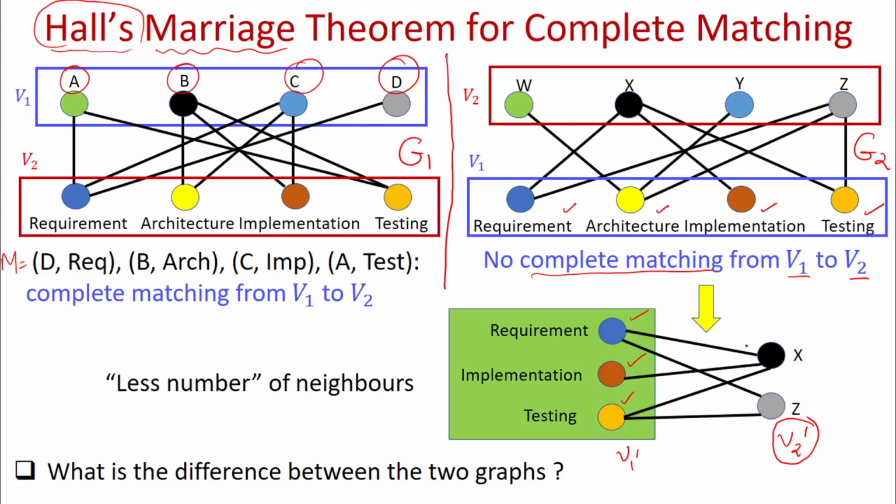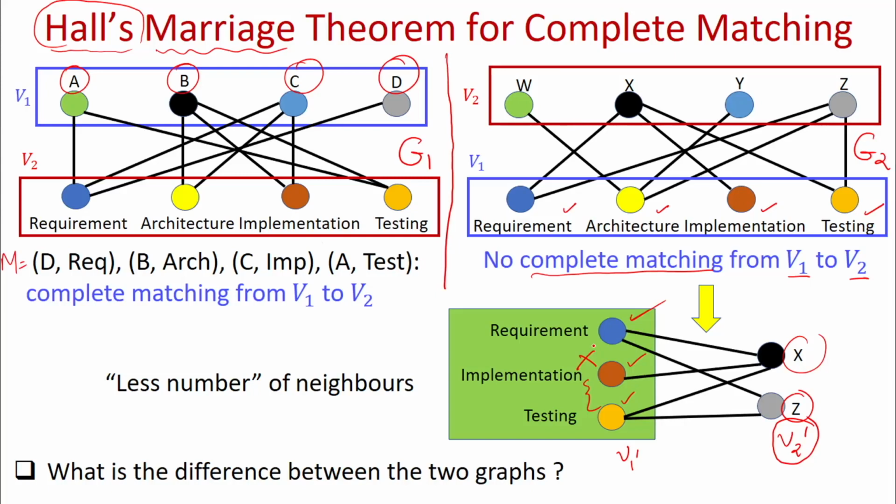That's not possible, because if at all requirement is to be taken care of, it can be taken care of only by either the employee X or by the employee Z. Once you assign it to employee X, say for example, then you can't assign employee X any other job. So you will now be left with two more modules to be taken care of, but you have only one employee left. How can that be possible? You will only be able to assign testing to employee Z, and now the module implementation will go unattended. So that's the source of the problem in graph G2, which is not allowing you to find a complete matching from V1 to V2.